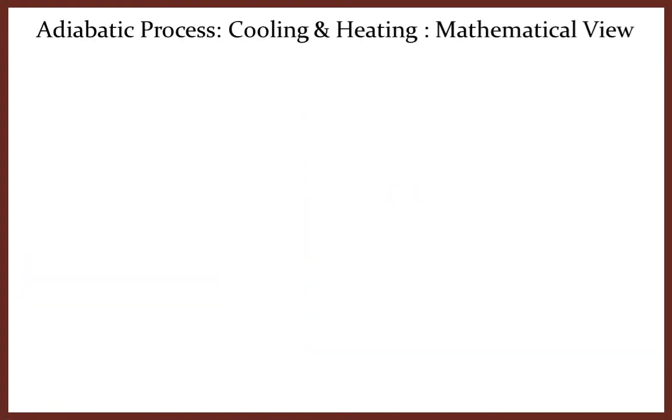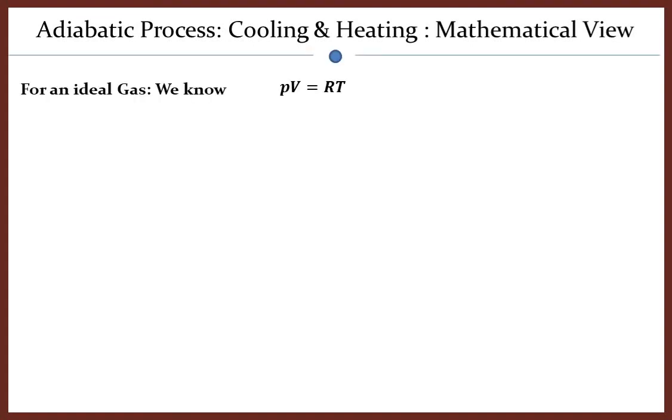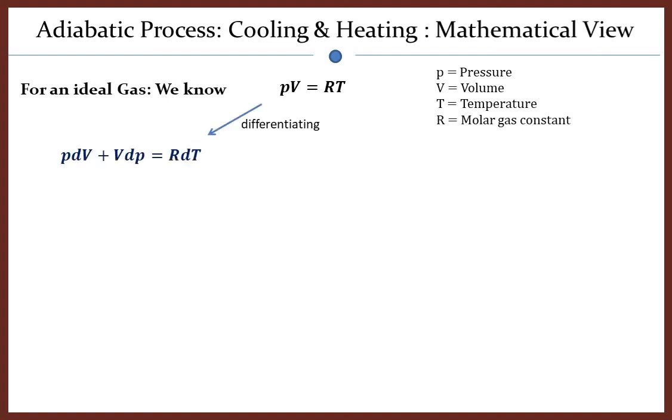So far we have understood all these points physically. Let's try to understand it from a mathematical point of view. For an ideal gas, we know PV equals RT. This is the well-known equation of state for an ideal gas. Here P is pressure, V is volume, T is temperature, and R is the molar gas constant. If you differentiate this equation of state, we can write P dV plus V dP equals R dT. Now, what is R? R is nothing but Cp minus Cv. So we can replace R by Cp minus Cv.